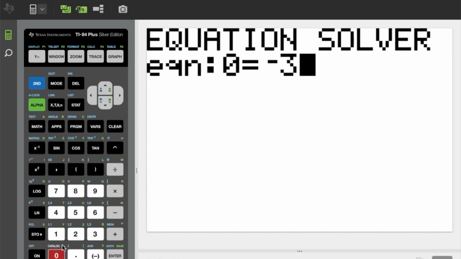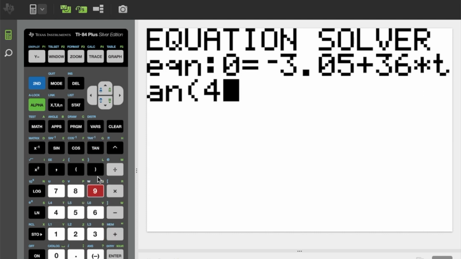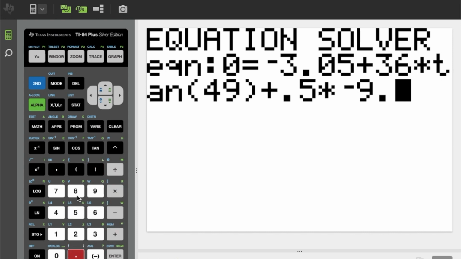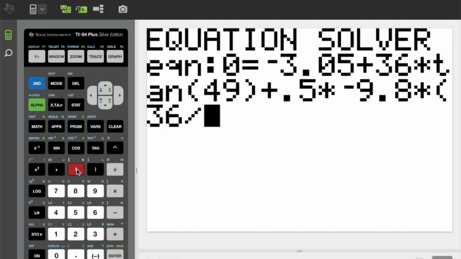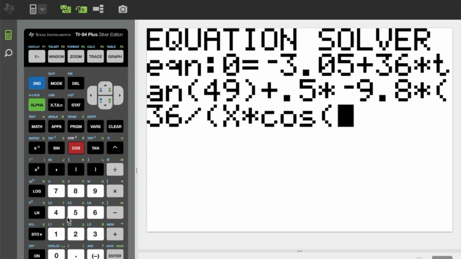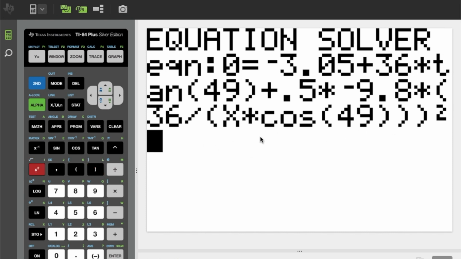So I have negative 3.05 plus, what was it, 36 times the tangent of 49 plus 0.5 times negative 9.8 times, and now I got to do that big squared thing. So it's got to be open parenthesis for my square. I got 36 divided by, now I got to open another parenthesis on the bottom. So my variable is x times the cosine of 49 down here. Close the parenthesis for the 49, close the parenthesis for the denominator, and close the parenthesis for the square. So I need those 3 parentheses there. So make sure yours looks like this, and then hit enter.